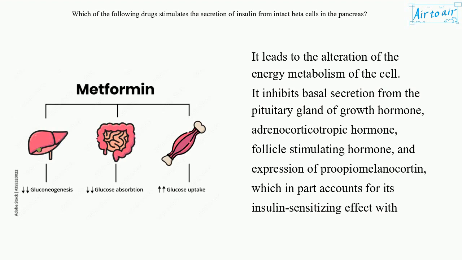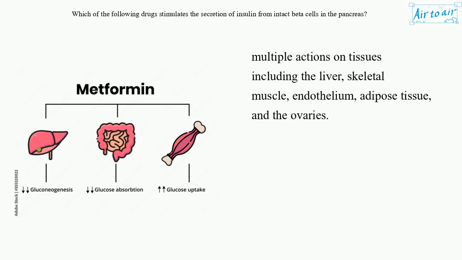It inhibits basal secretion from the pituitary gland of growth hormone, adrenocorticotropic hormone, follicle-stimulating hormone, and expression of proopiomelanocortin, which in part accounts for its insulin-sensitizing effect with multiple actions on tissues including the liver, skeletal muscle, endothelium, adipose tissue, and the ovaries.